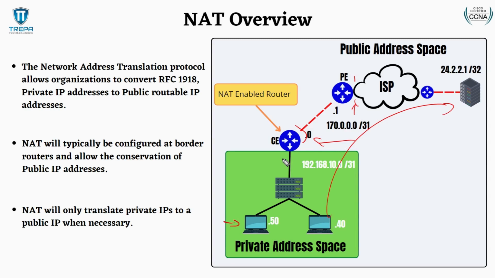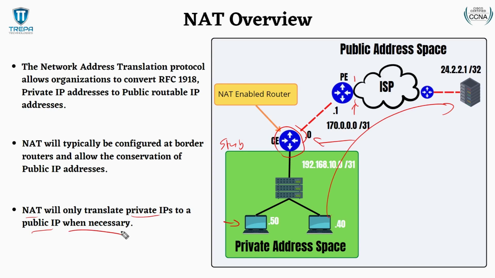So NAT will typically be configured at the border router of your network. And this is a stub network, so that's our border router. But let's say you're in a much more complex network, maybe a 3-tier core topology with a router at the end of the core. That's typically where you want NAT to be done. The router that has your connection to the internet, and then your inside connection to your enterprise or your LAN. And then NAT will only translate private IPs to a public IP when necessary.